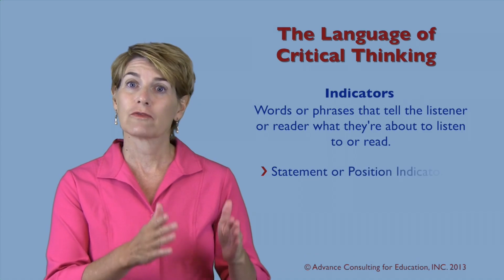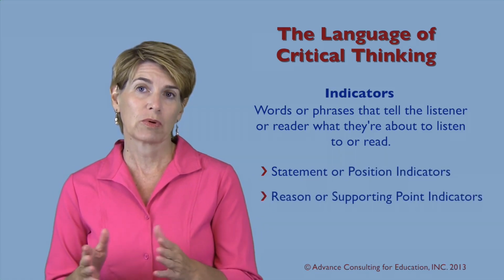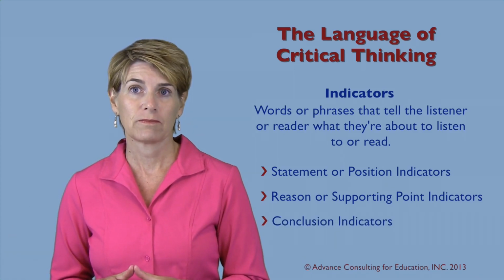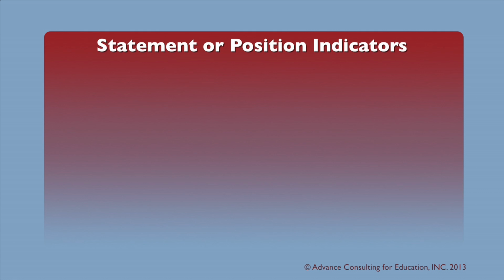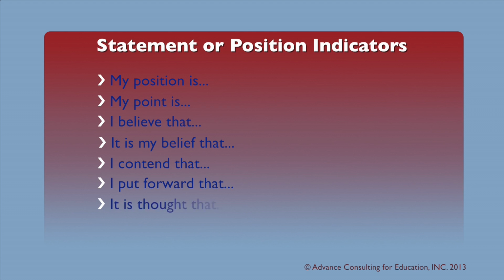We have the indicators for the statement or position. We have the indicators for the supporting points, and we have the indicators for the conclusions. Statement or position indicators include my position is, my point is, I believe that, it is my belief that, I contend that, I put forward that, and it is thought that. This list is by no means complete, but it's a good starting point.